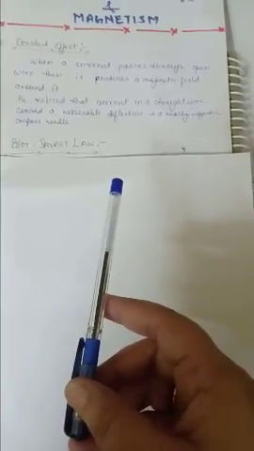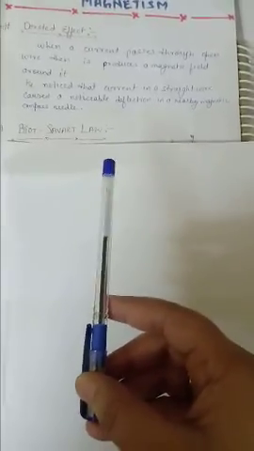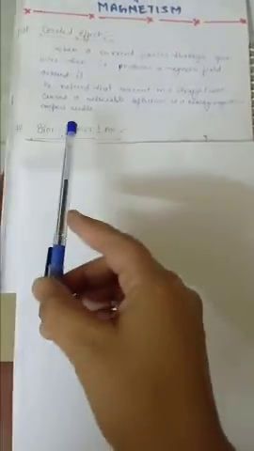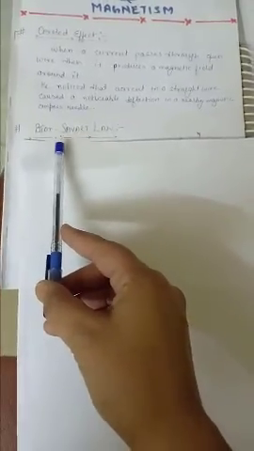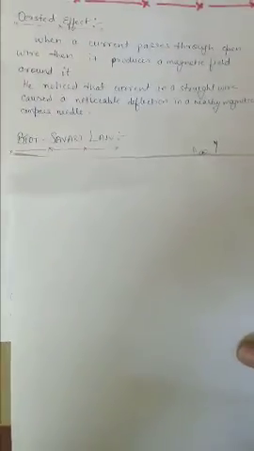If there is a current carrying conductor and a magnetic field is produced around it, then this magnetic field has some magnitude. The magnitude of this magnetic field was found out by two scientists, Biot and Savart, and they gave one law which is called the Biot-Savart law.